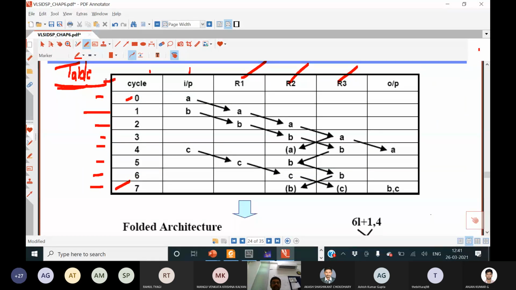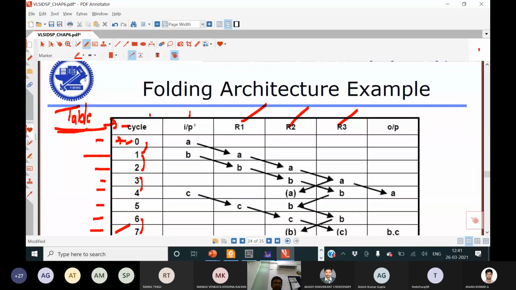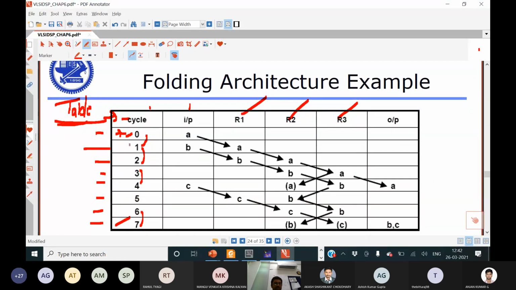The first is the title of that row, cycle, and after this I go up to 7. So 0 is the initial, then first, second, third, fourth, 5, 6, 7. Now A's life exists from 1 to 4. So A is starting from the initial and it will go up to 4.